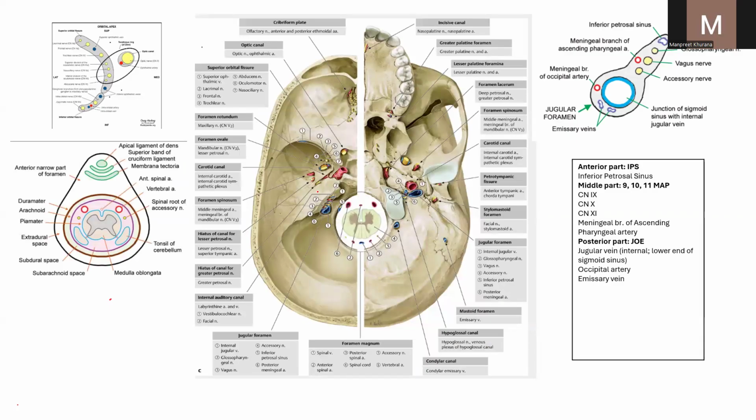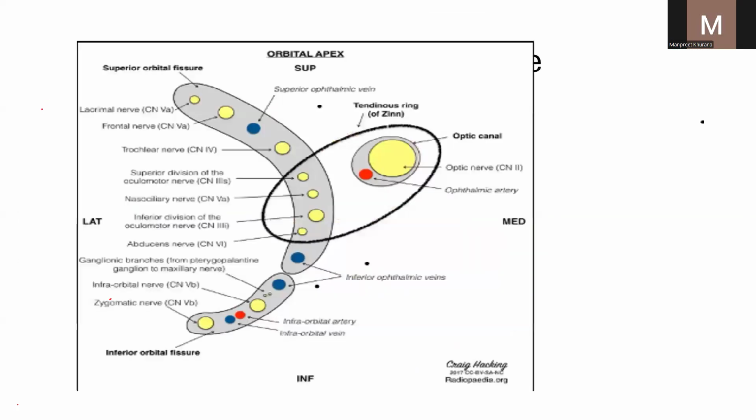Now, when we talk about the structures passing through this fissure, let's see in an enhanced magnified view. So this is the magnified view of the superior orbital fissure. Let's see in the next diagram. Now, this is the superior orbital fissure. Now, this is the superior aspect. We have the inferior, we have the medial aspect, and this is the lateral aspect.